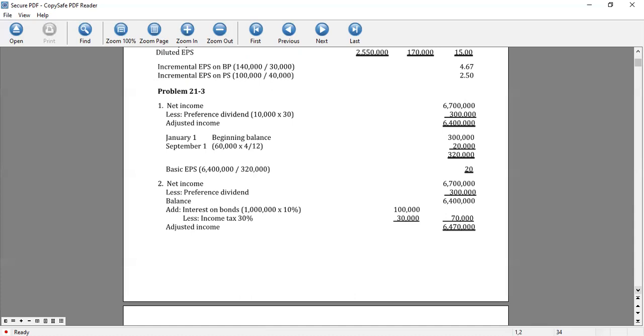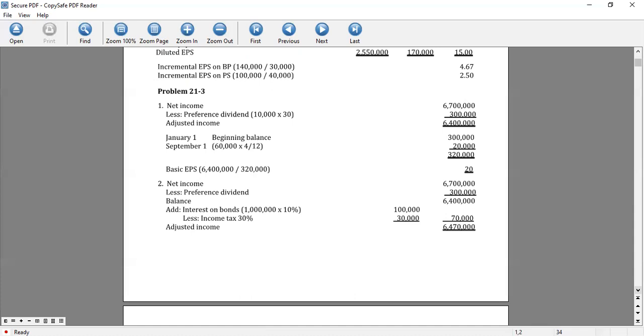The 10% convertible bonds are convertible into 40 ordinary shares for each 1,000 bond. So if you have now the face value of the bonds of 1 million, dividing it by 1,000, we have 1,000 multiplied by 40. So convertible into 40. So all in all, we'll have 40,000 shares.